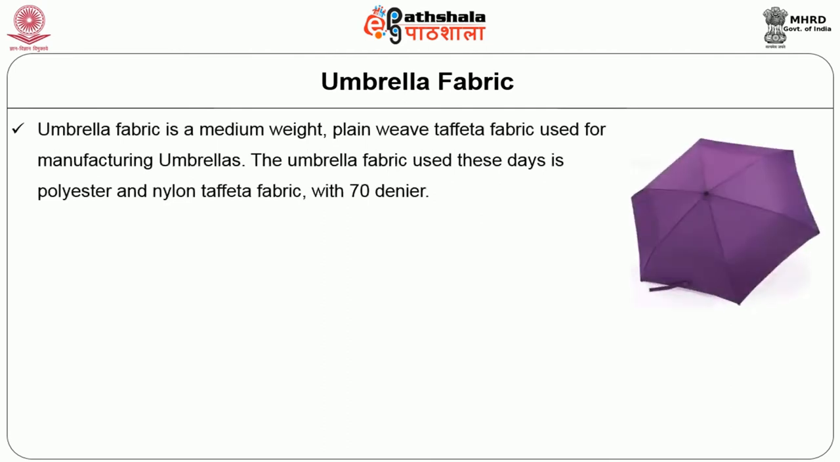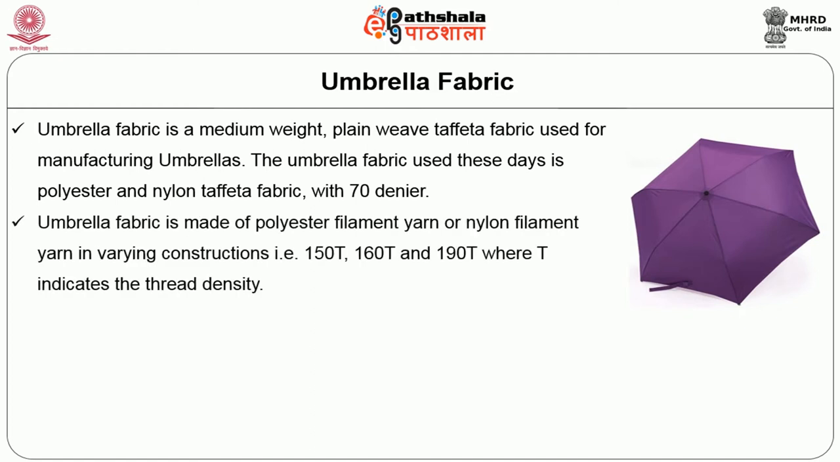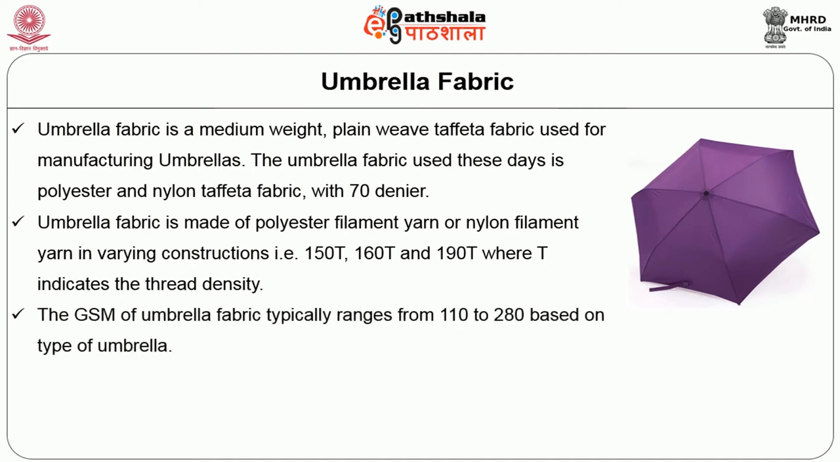Umbrella fabric is a medium weight plain weave taffeta fabric used for manufacturing umbrellas. The umbrella fabrics used these days are polyester or nylon taffeta fabric with 70 denier. Umbrella fabrics are made of polyester filament yarns or nylon filament yarns in various constructions, that is 150T, 160T, and 190T, where T indicates the thread density. The GSM of umbrella fabrics typically ranges from 110 to 280 based on the type of umbrella.